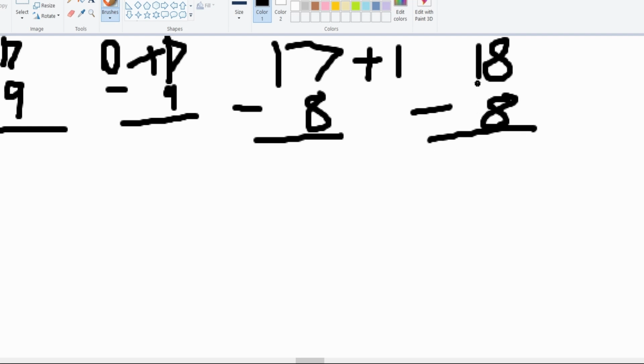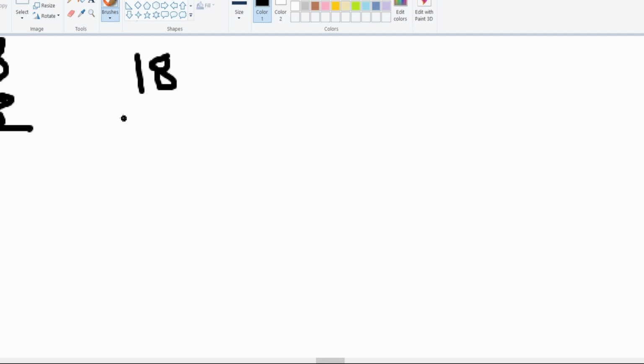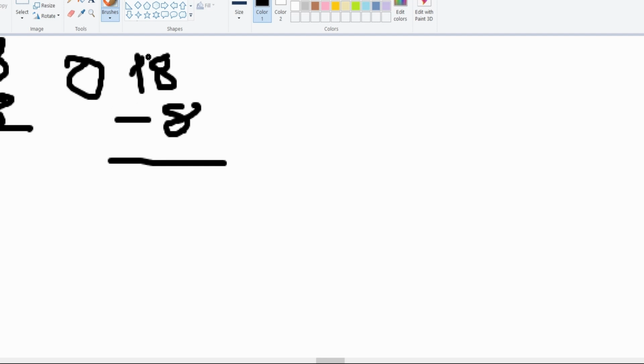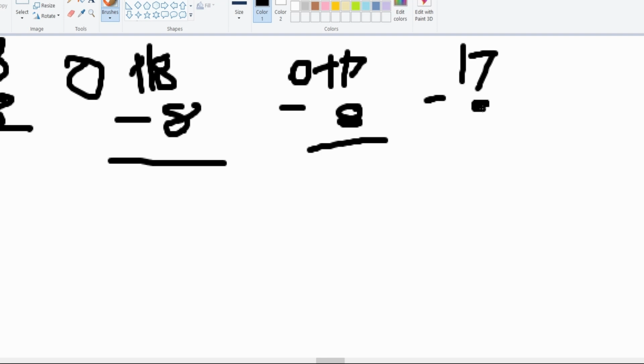And so what we're going to want to do here next, since 8 is a little bit smaller than 8, we're going to cross out this 1, replace it with 0, and move it in front of the 8. So now we have 18 minus 8. Now this is still a little too complicated, so we're going to replace this 1 with a 0 and move it in front of the 7. So now we have 17 minus 8. Now, since 7 is a little smaller than 8, we're going to need to make this a bigger number in order to subtract. So we're going to get rid of this 1, replace it with a 0, move it in front of the 7. So now we have 17 minus 9.